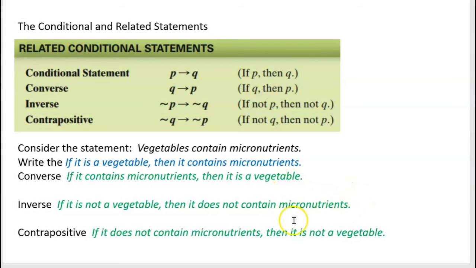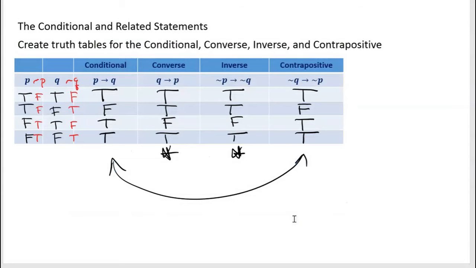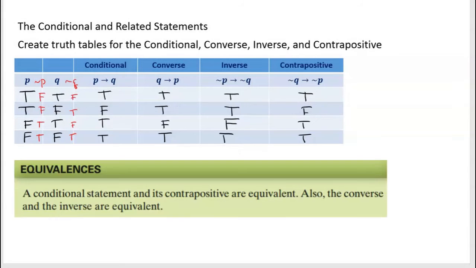And so those have the same truth value as well. We proved that from the truth table, not from that statement. That statement just made it seem that way, but the truth table really proves it to us. So here, a conditional statement and its contrapositive are equivalent. Also, the converse and the inverse are equivalent. We said that already, but this last line right out of the book makes it official, I guess you could say.